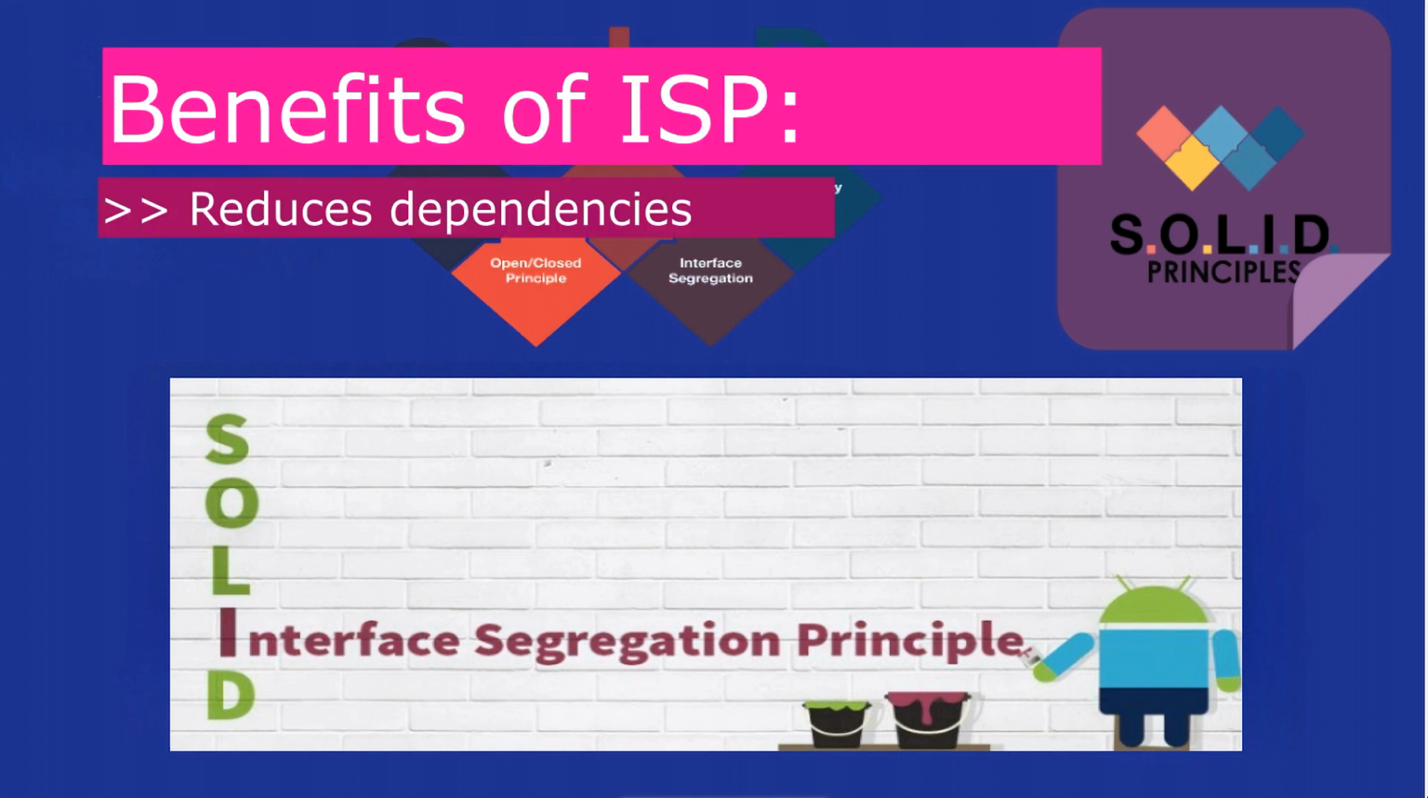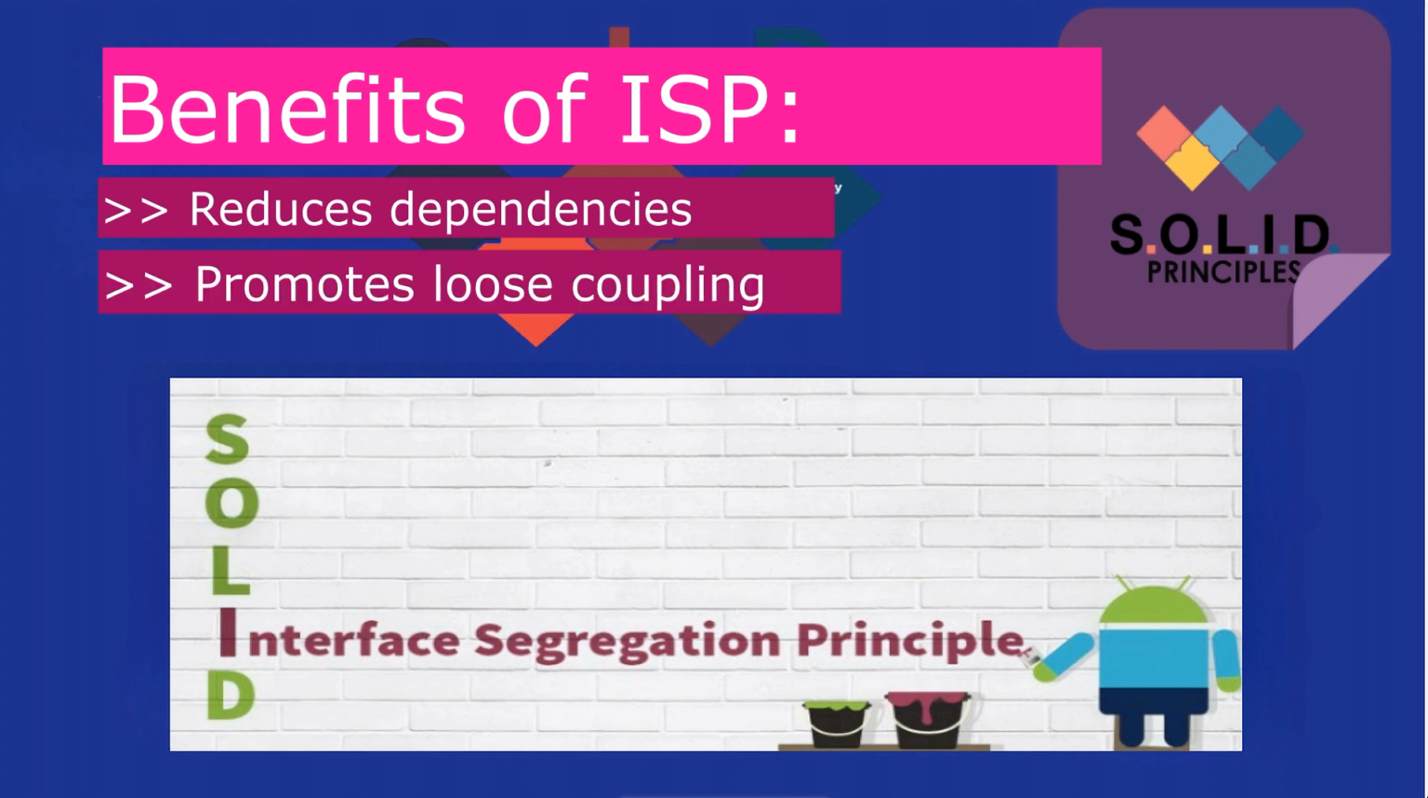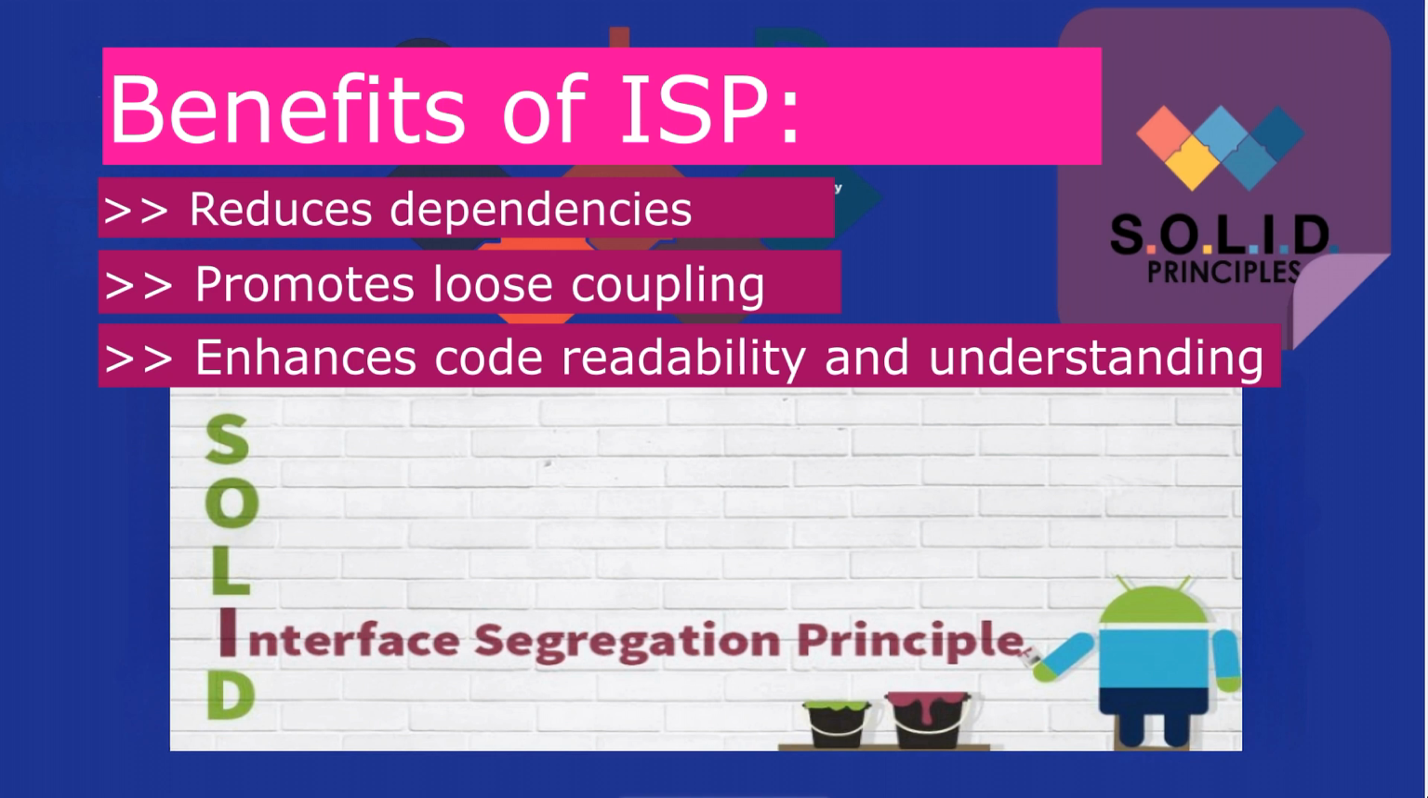First one is reduced dependencies. By having smaller or more specialized interfaces, classes are not required to implement methods they do not need. This reduces the number of unnecessary dependencies between classes. Second benefit is that it promotes loose coupling. With smaller interfaces, classes are less likely to be tightly coupled with each other, leading to a more flexible and maintainable code base. Third benefit is enhanced code readability and understanding.